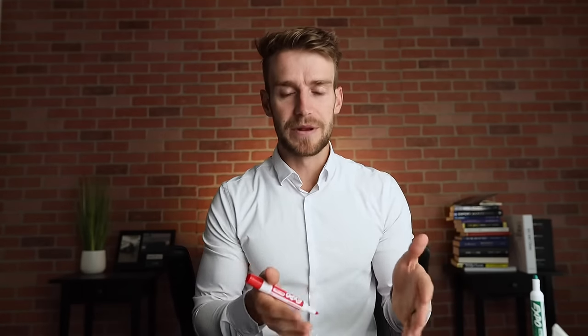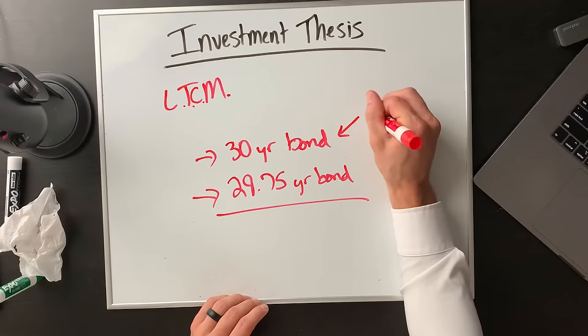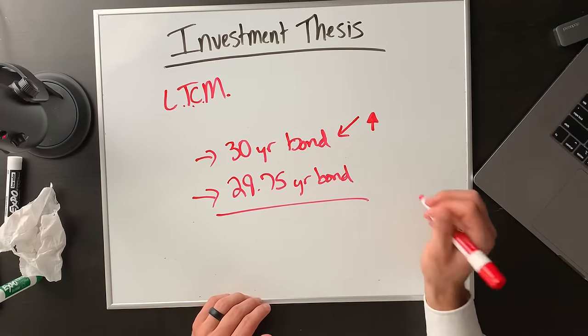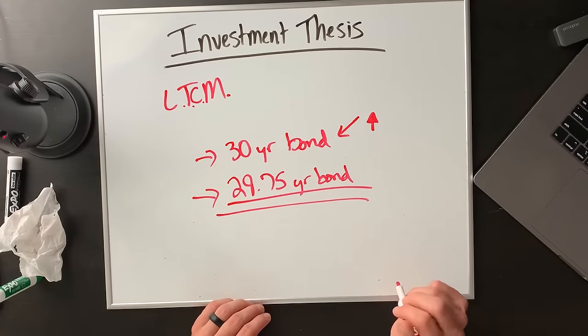The stock price is not determined by the value of the company or value of the bond. It's determined by how many buyers and sellers there are. So because the 30-year bond was a more popular bond, people would come and overbuy this bond and would put the price up a little bit more, above the 29.75 year bond.